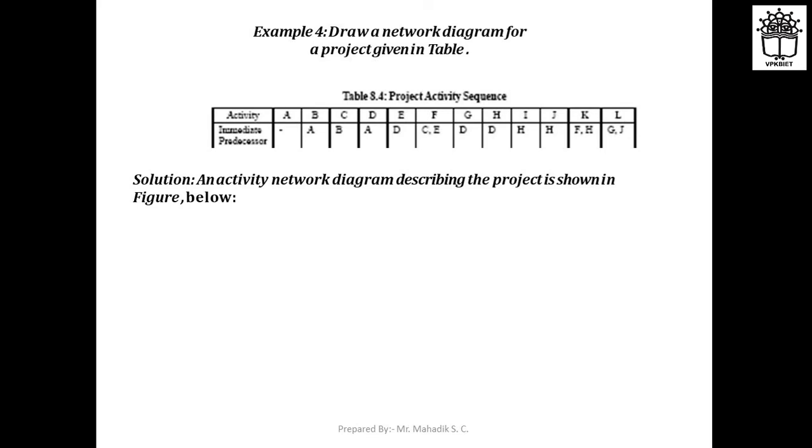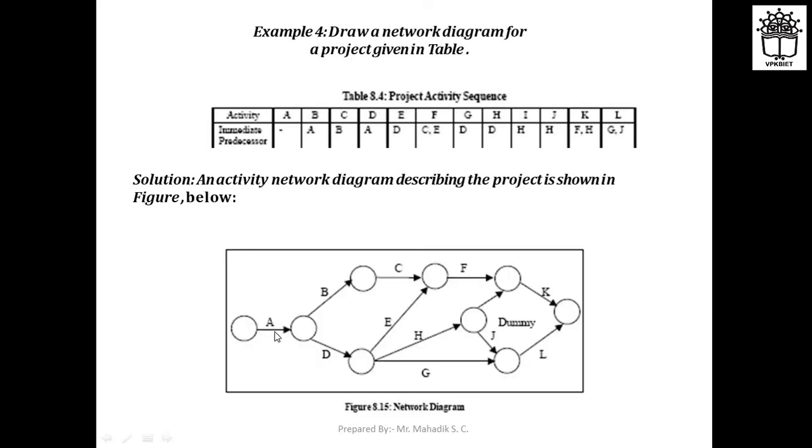So an activity network diagram described in the project is shown below. For A there will not be any preceding activity, so we can take event 1 to 2, and on that activity A can be shown. For B, A will be the preceding activity. For C you can take it like that.